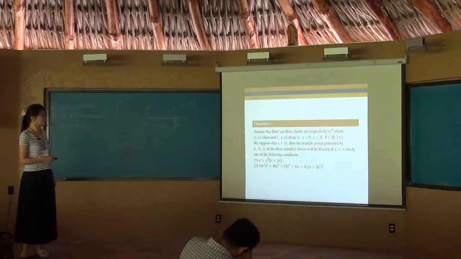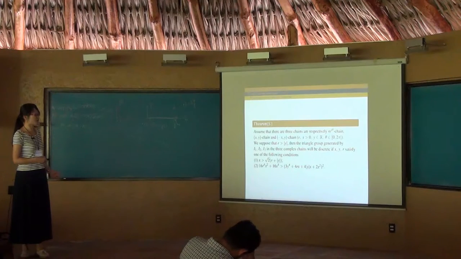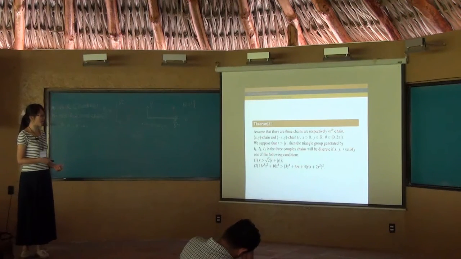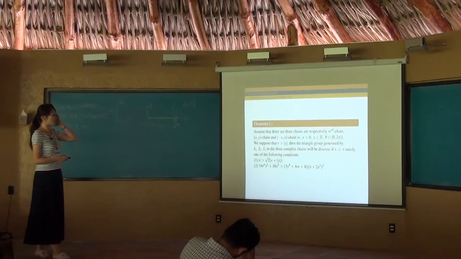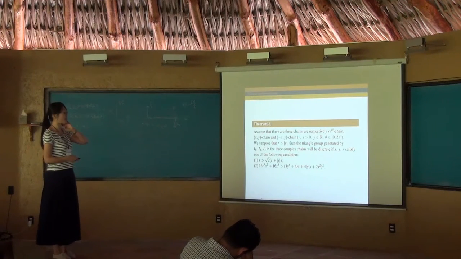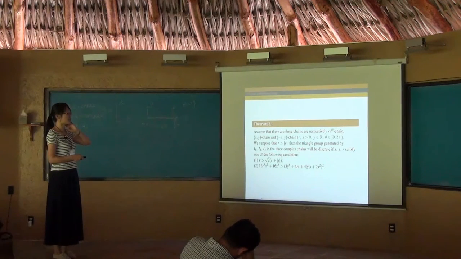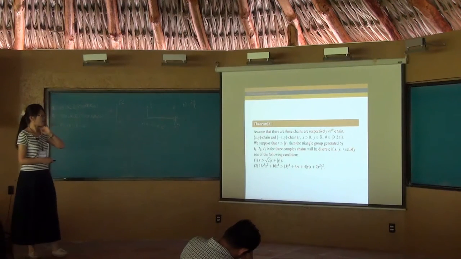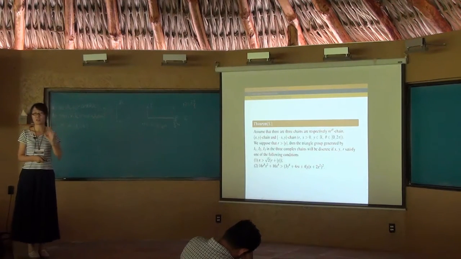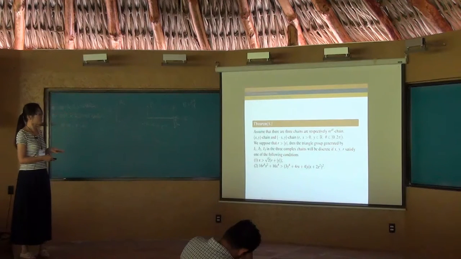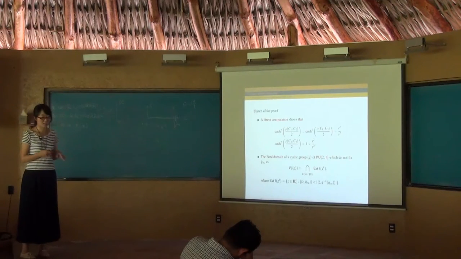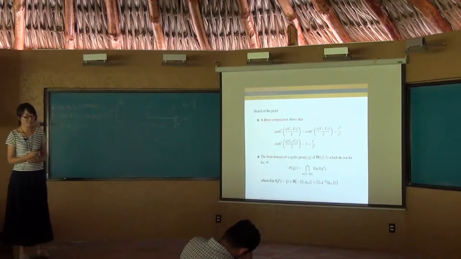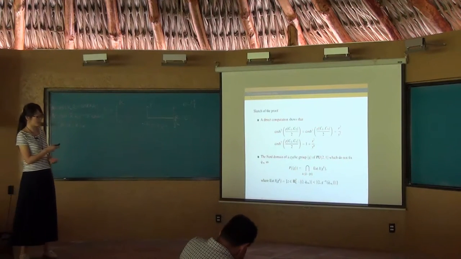And we suppose that R is smaller than the absolute value of Y. Then the triangle group generated by I1, I2, I3 in these three complex chains will be discrete if X, Y, R satisfy one of the following conditions. And now I will give a very brief sketch of the proof of this theorem.